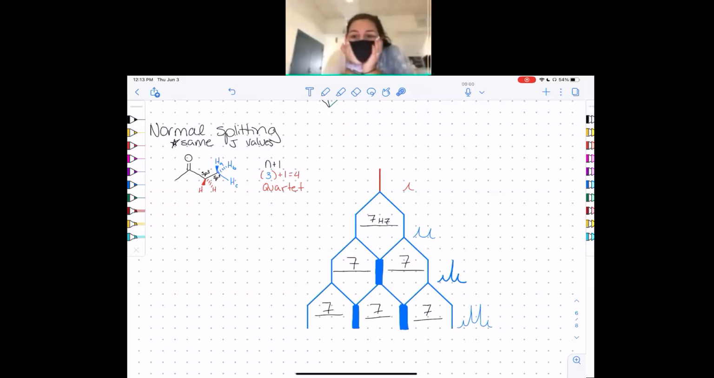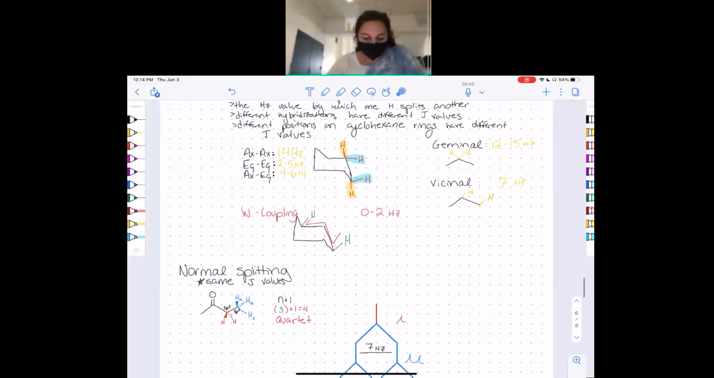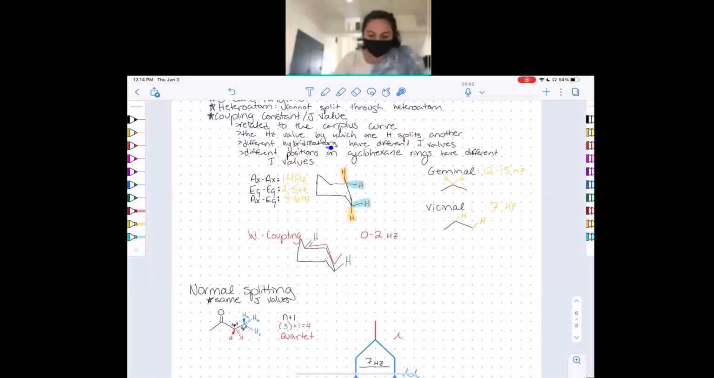So the same J value has the same hybridization and same. Okay, so let me think about how to word it. So basically, when we think about J values for the purposes of this class, you're going to look at something, and we mentioned here that different hybridizations and different positions in a cyclohexane ring have different J values.